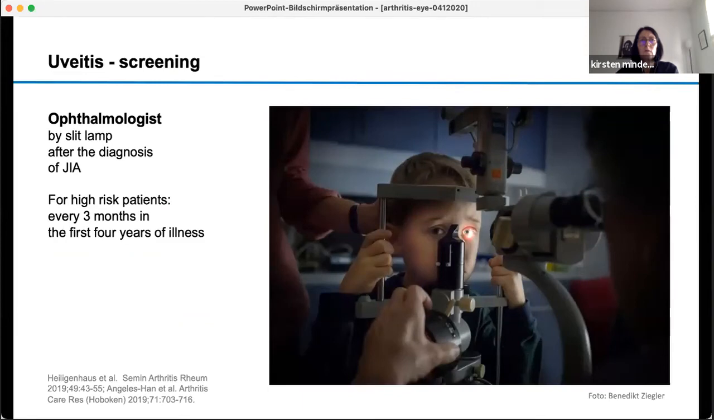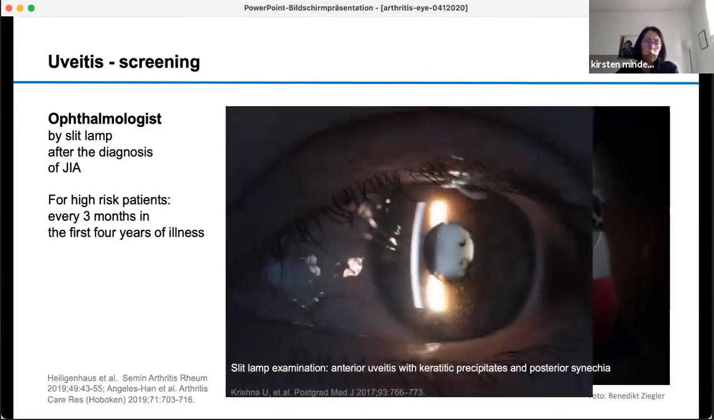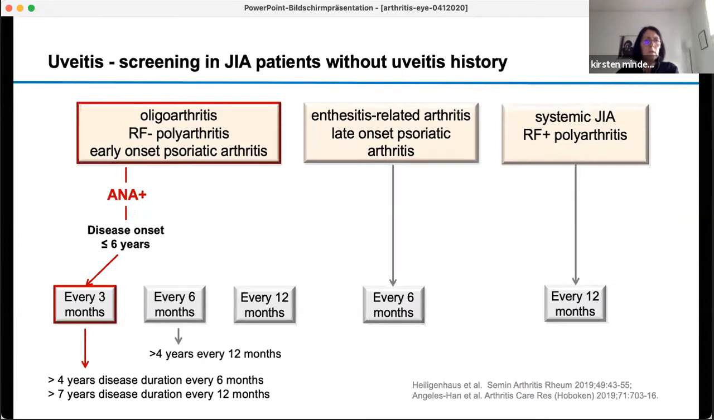And the time to diagnosis of uveitis can be shortened if you refer a child with arthritis or suspicion of JRA, not only to a pediatric rheumatologist, but also to an ophthalmologist. The ophthalmologist is able to exclude or diagnose uveitis by a slit lamp examination. And this allows the recognition of inflammatory cells and adhesions, as in this case here. According to current international guidelines, all children with JRA should be seen by an ophthalmologist promptly after the diagnosis of JRA and periodically thereafter. And the frequency of uveitis screening depends on the JRA category and the presence of risk factors, namely age at disease onset, ANA positivity, and disease duration.